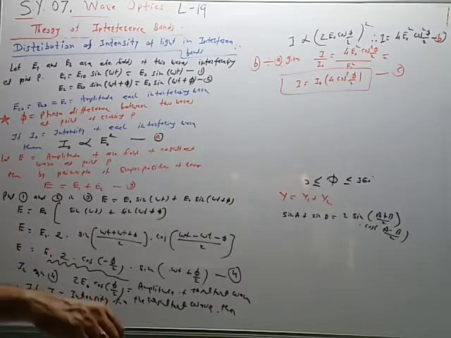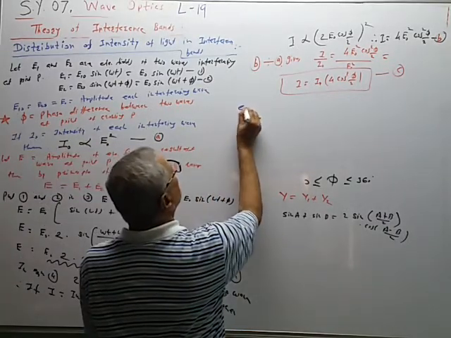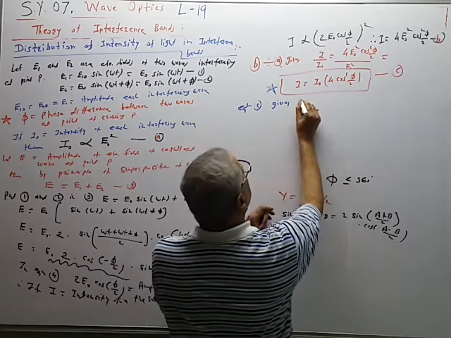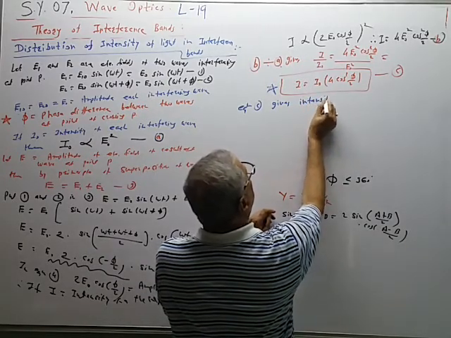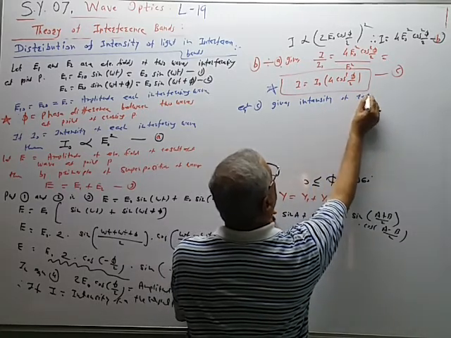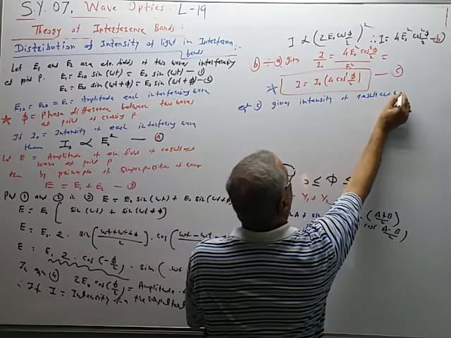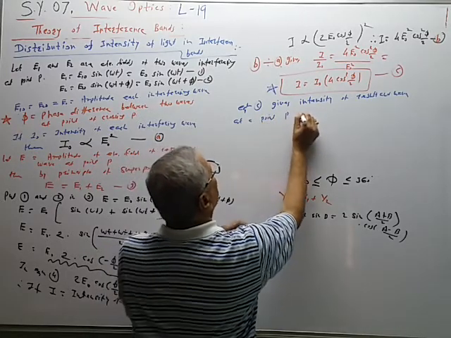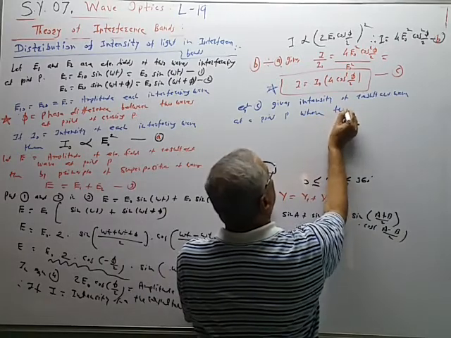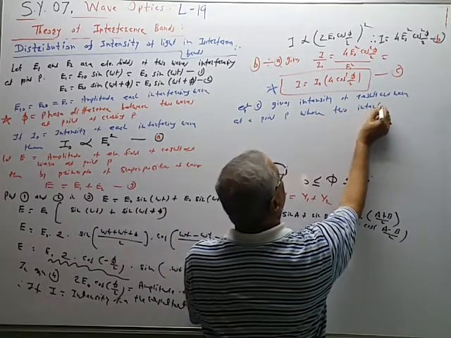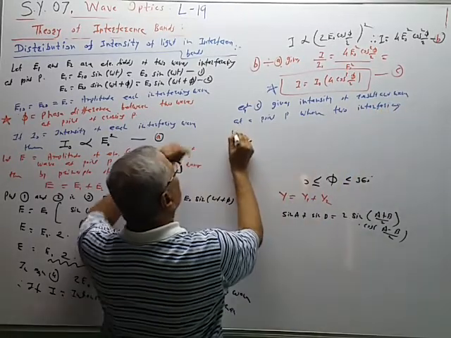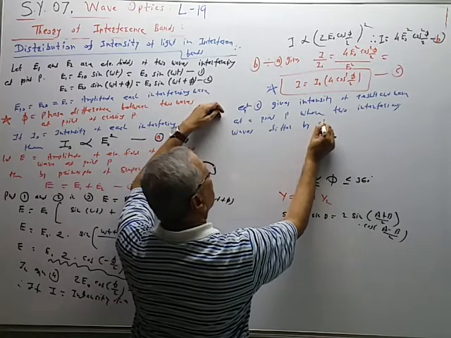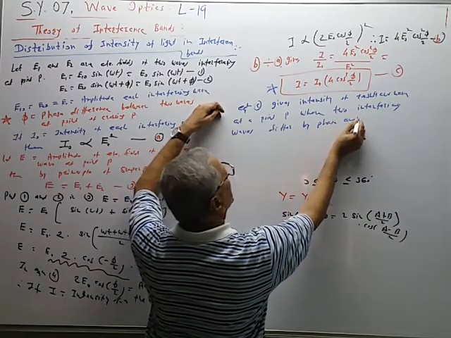Equation C gives the intensity of the resultant wave at a point P where two interfering waves differ by phase angle phi.